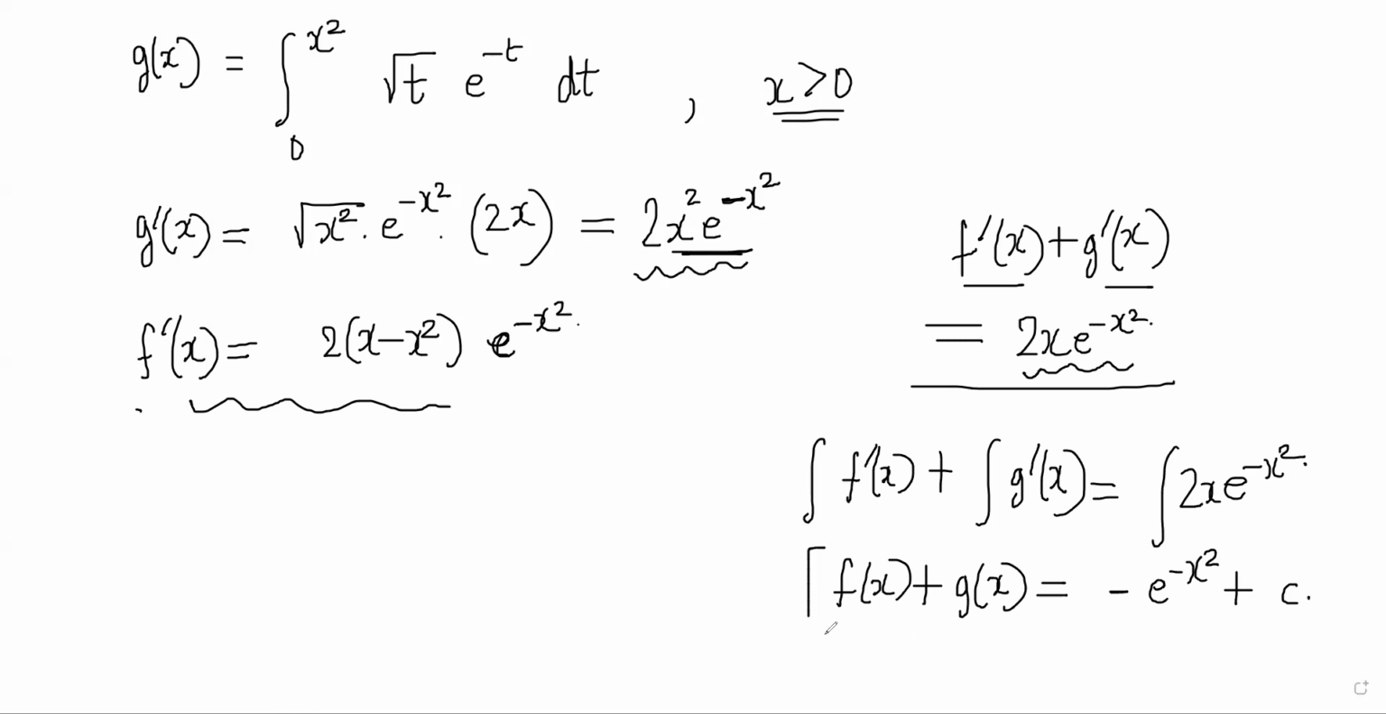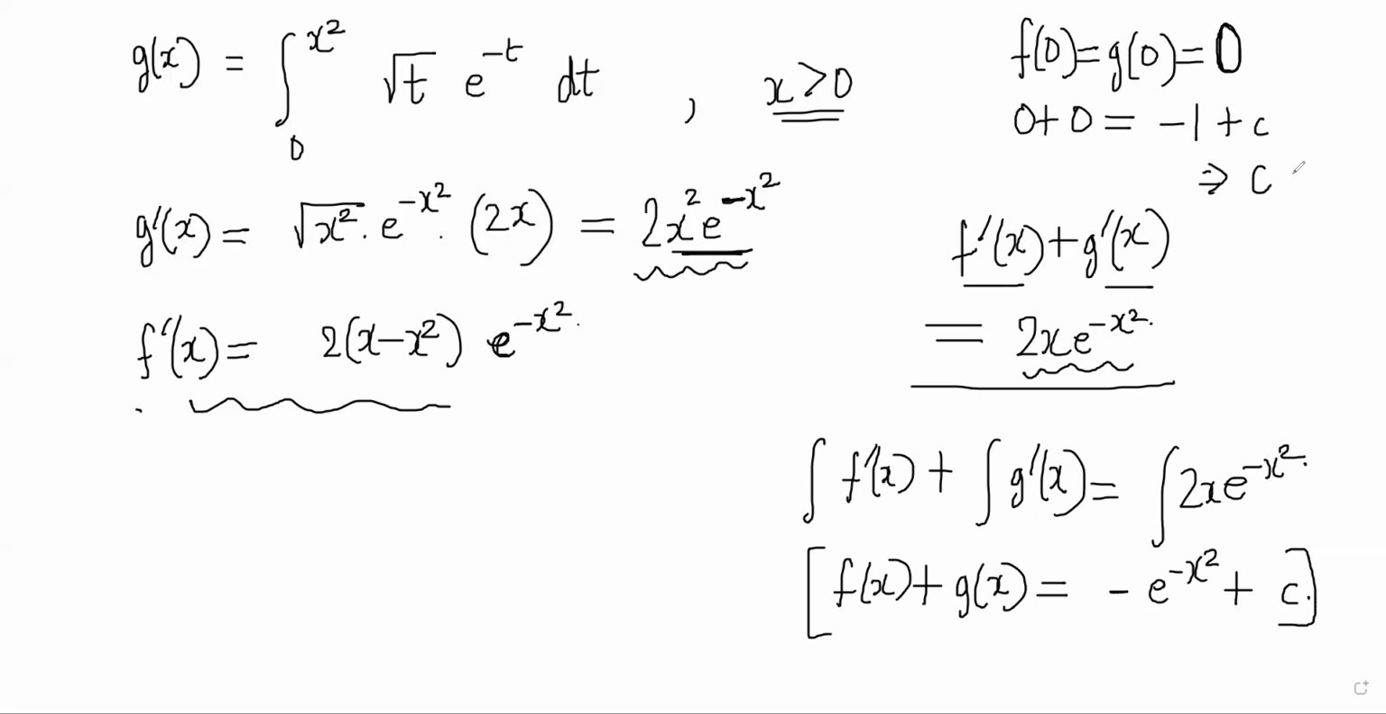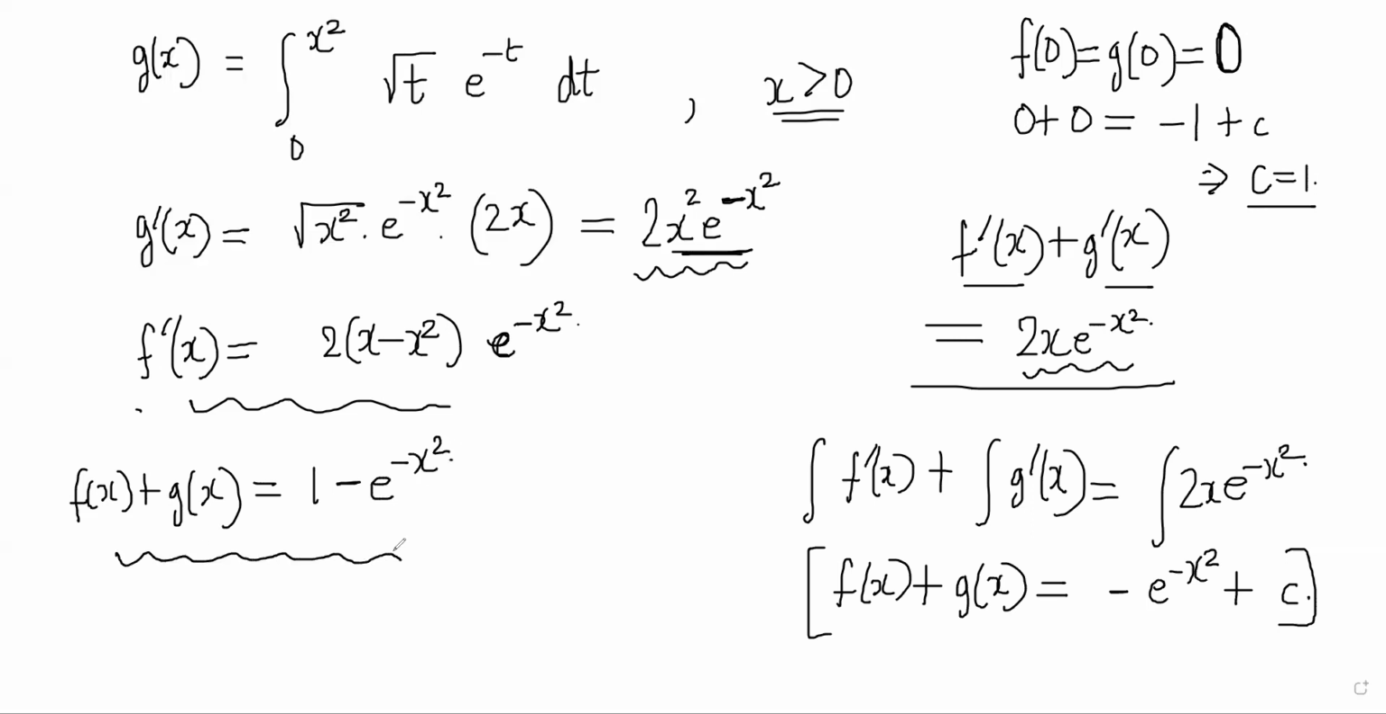So we have this result now, and we also know from the beginning of the problem that f(0) is 1 and g(0) is equal to 0. That was given in the data itself. So if I put 0 here, I will get 0 plus 0 is equal to -1 + c. Therefore, c is equal to 1. So now I get this result: f(x) + g(x) is equal to 1 - e^(-x²), right? So f(x) + g(x) is coming out to be this.